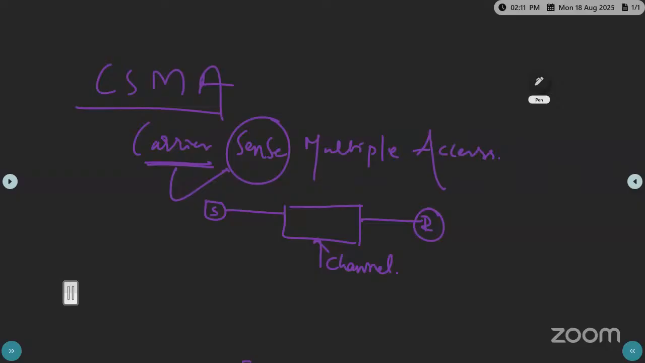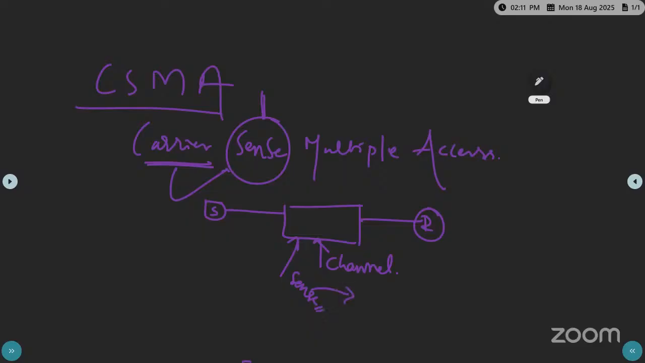In the same way, when we carry the data through the channel, what is required here? Sensing is required. How do we sense the channel? We will sense the channel and ask whether the channel is idle or busy.